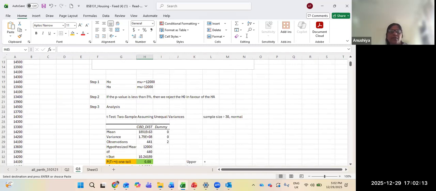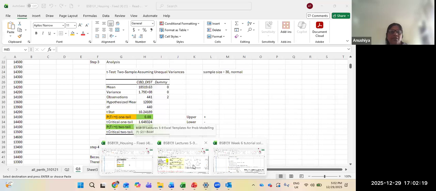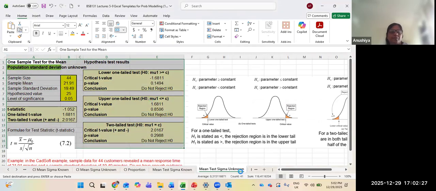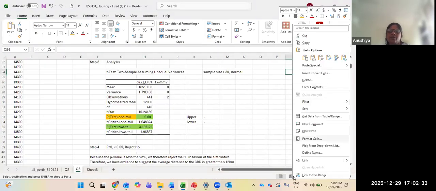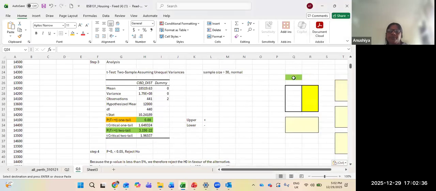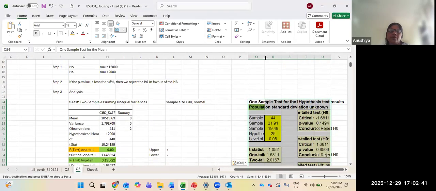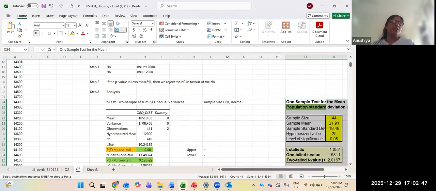Similar to the data analysis toolpack, you can also use the template, right? The same thing here also, we don't know the population parameter. You are going to copy and then paste it here. For getting the sample size, mean and standard deviation, we also need to perform the descriptive statistics.